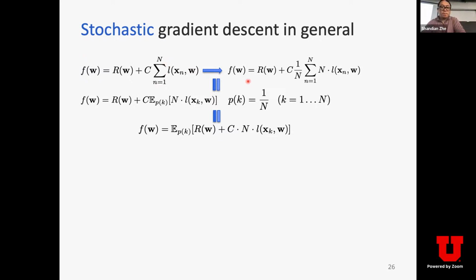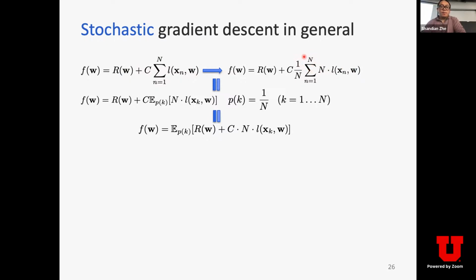So first, we're going to rewrite the summation of the loss term in this way. Inside each summation, we multiply every loss term by n, the number of data points, and outside, I multiply by 1 over n. This doesn't change the original loss at all because n and 1 over n just cancel.